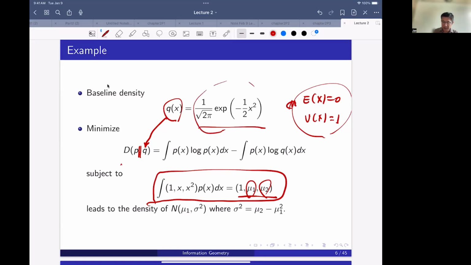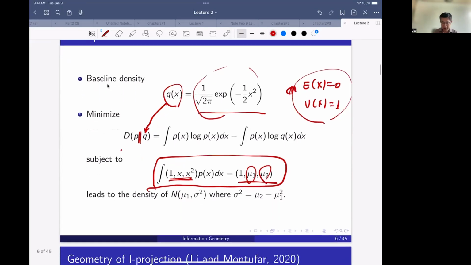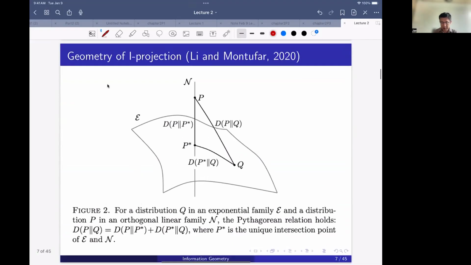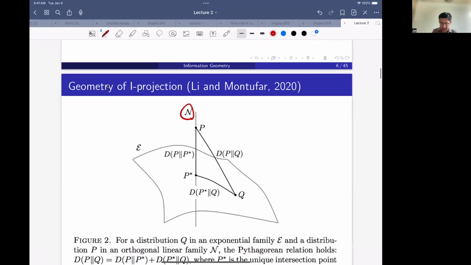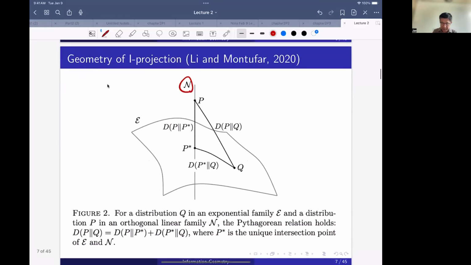You basically shift your baseline function in the E geodesic way. So this is basically the sufficient statistics. So this is the geometry of I projection. So this N is this one. So this N is mixed.